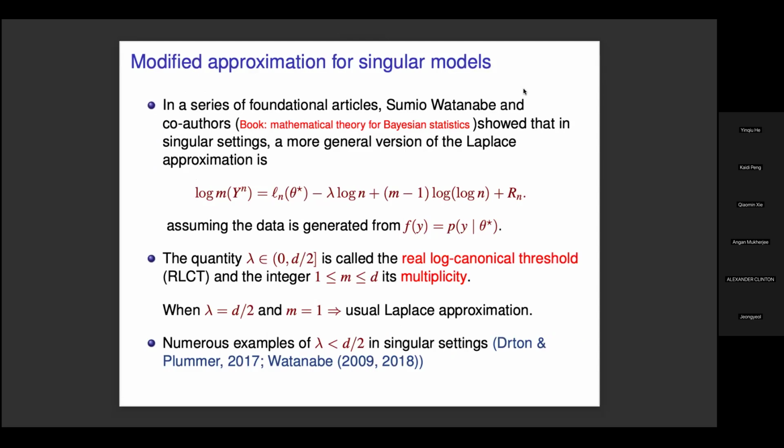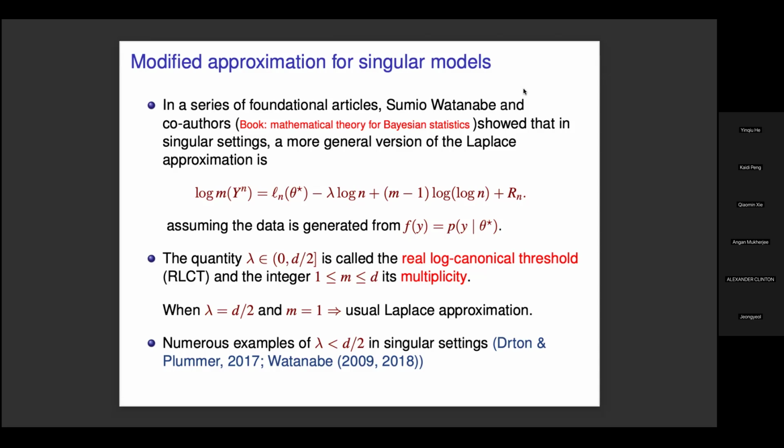There is a very nice sequence of articles, which is summarized in this book by Sumio Watanabe, that showed that in singular settings, singular meaning that your Fisher information matrix is singular at the MLE, at the true value, a different expansion of the log marginal likelihood is valid. Okay, so what is the expansion?